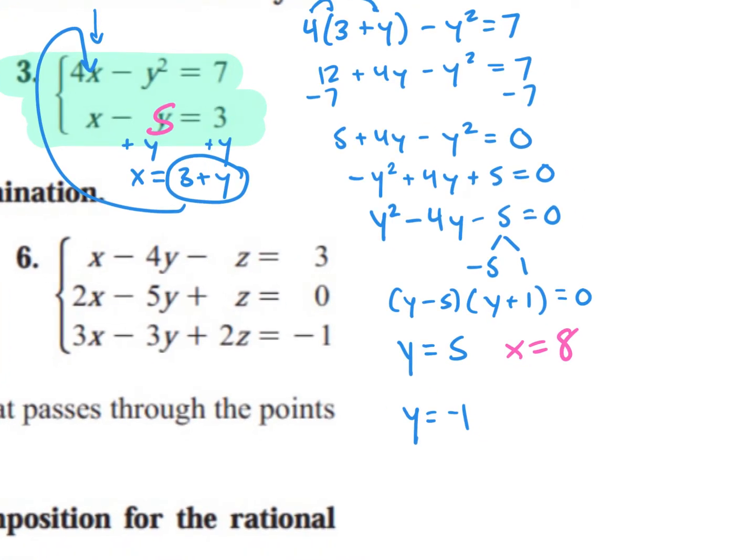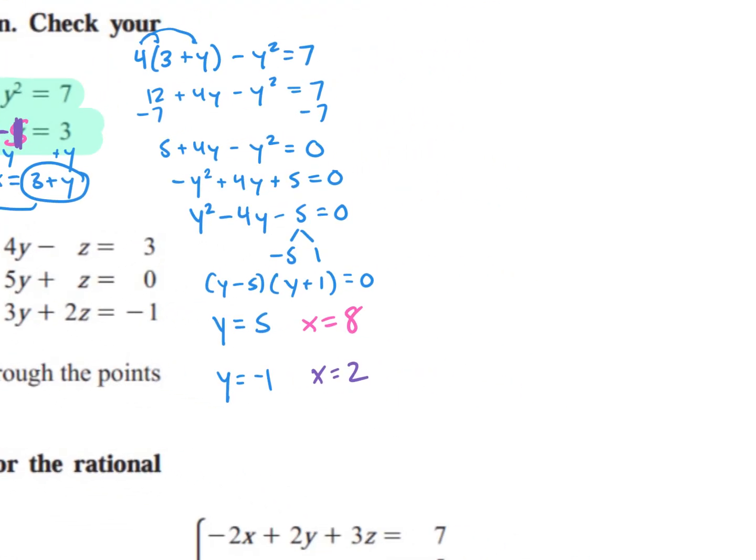Do you have to plug them both in? Yes, we have to plug them both in. So then we would plug in negative 1. So this would be x minus negative 1, which turns into a plus 1. Subtract 1 on both sides, we get 2. So then our answer would be written as a coordinate point, x first, then y. So it'll be (8, 5) and (2, negative 1).